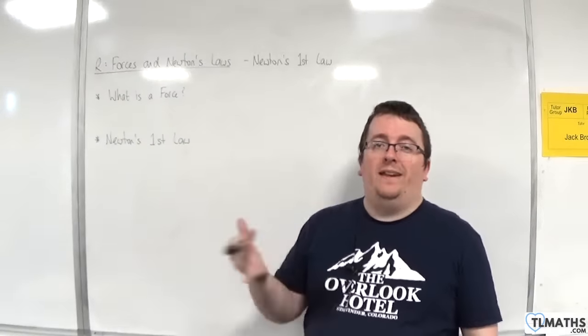So we would have the resultant force, which is 5 newtons, is equal to the mass, which is 8, times by the acceleration. So 5 divided by 8, and that gets me 0.625. So the acceleration would be 0.625 meters per second per second.